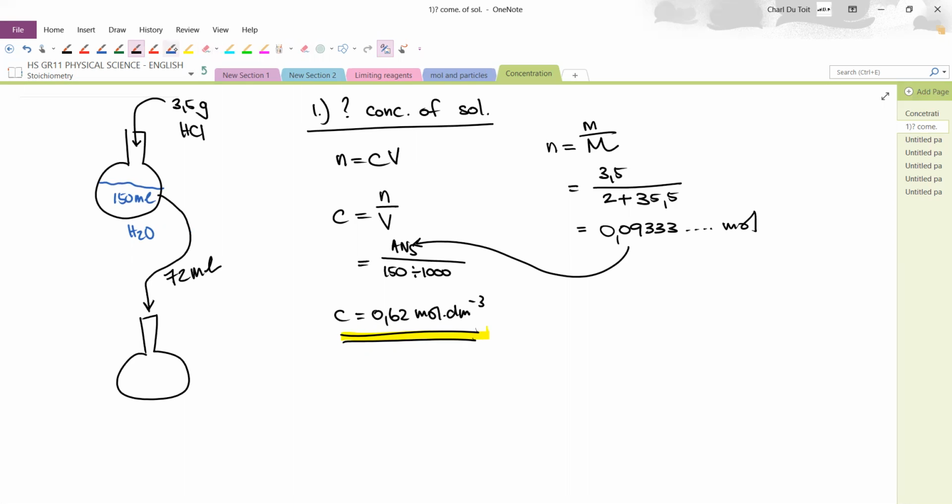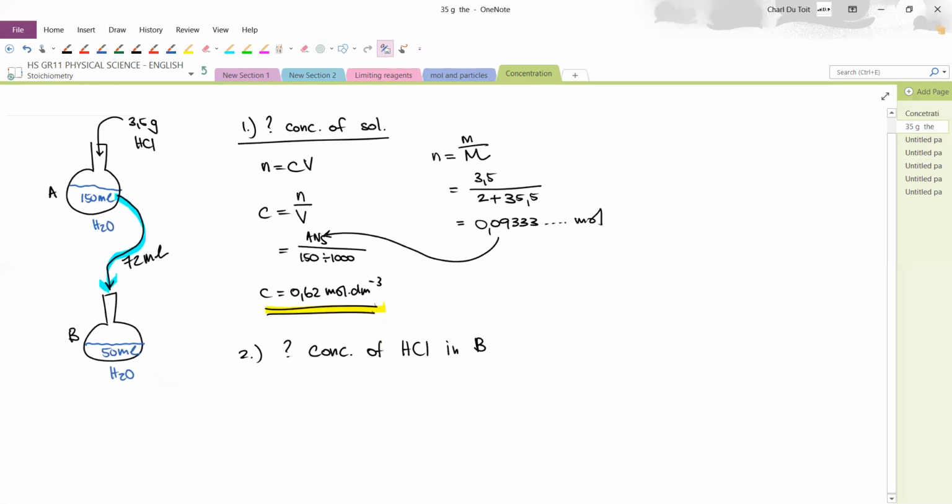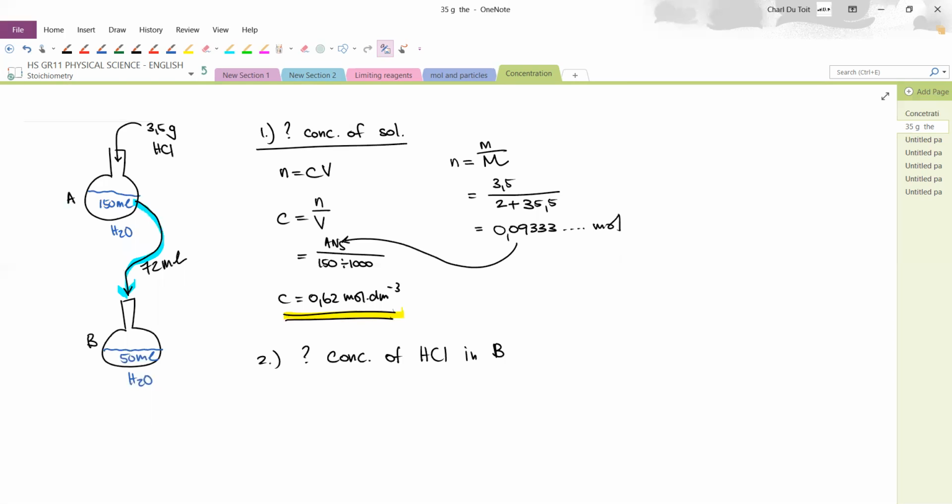But this flask already has 50 milliliters of water in it. So I'm going to take 72 milliliters of that solution with that concentration and throw it into another flask. Let's make this one B and this one A. And then I want to know at number 2, what is the concentration of the hydrogen chloride in B? Take a minute to think about what you're going to do.